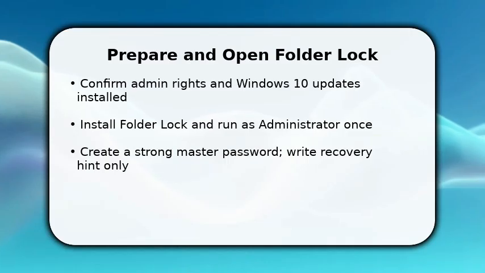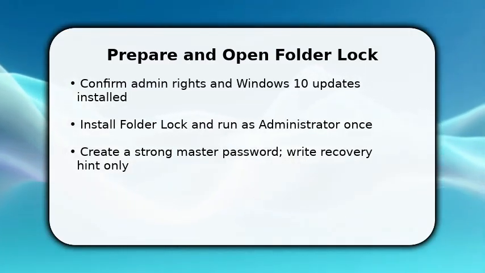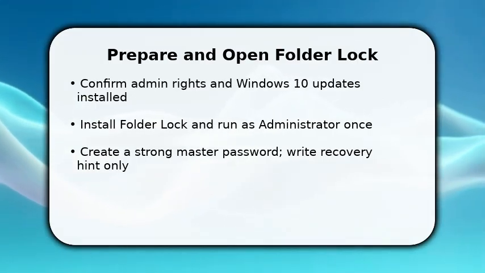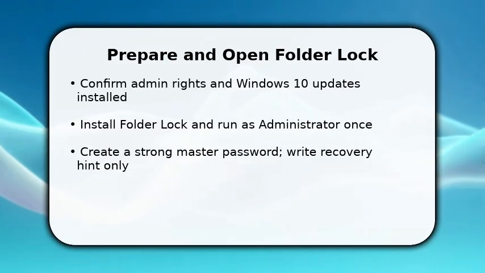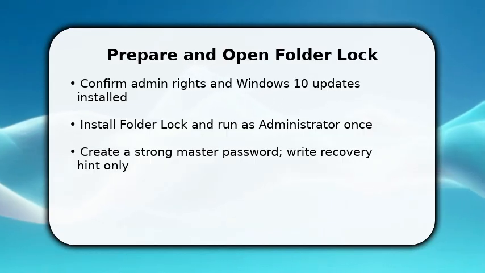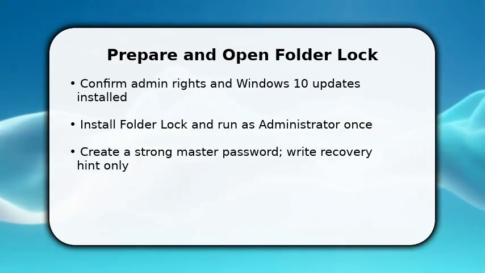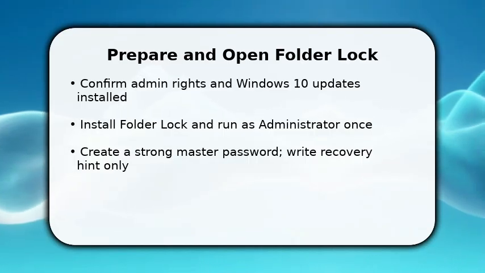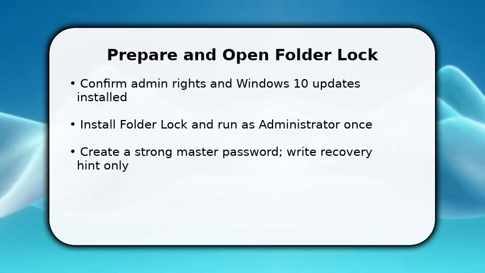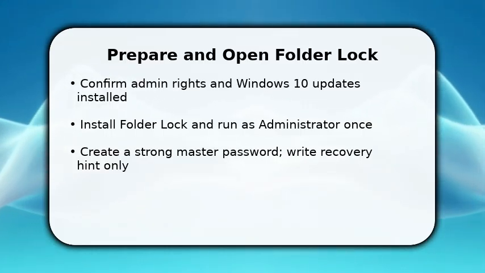You begin by confirming you have admin rights and that Windows 10 is up to date. This prevents permission errors. Once done, install Folder Lock and run it as administrator so the app can register system hooks. Make sure to create a strong master password. This protects everything and cannot be recovered without your hint. Also, store a written recovery hint somewhere safe. Now you're ready to move into locking specific files and folders with the app's interface.